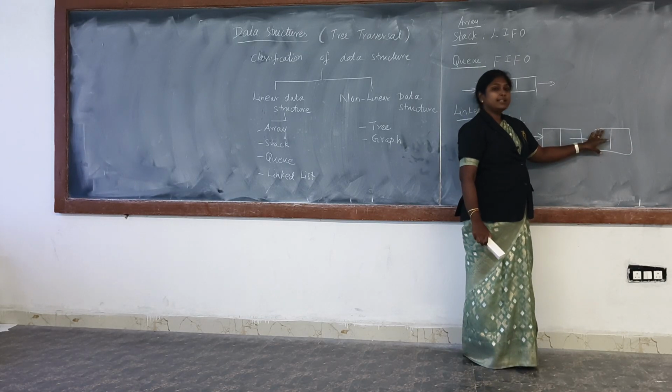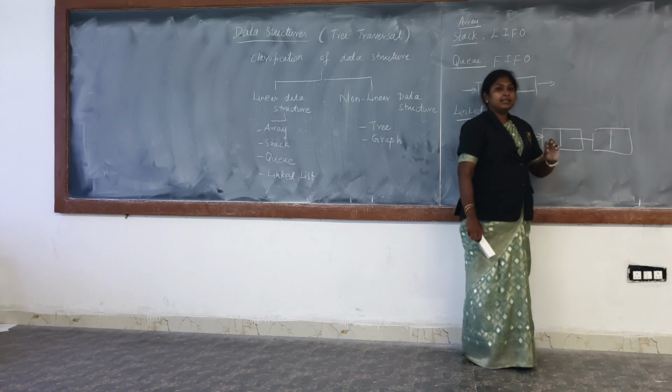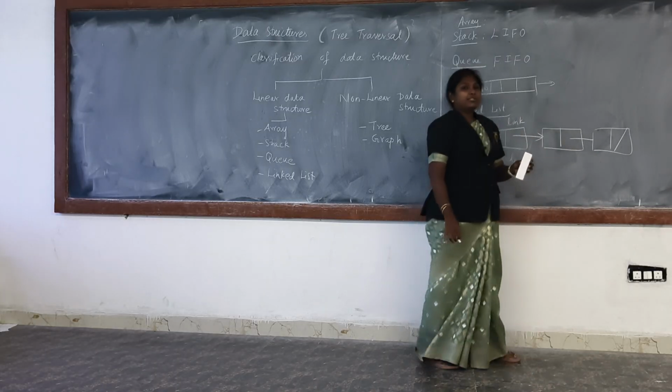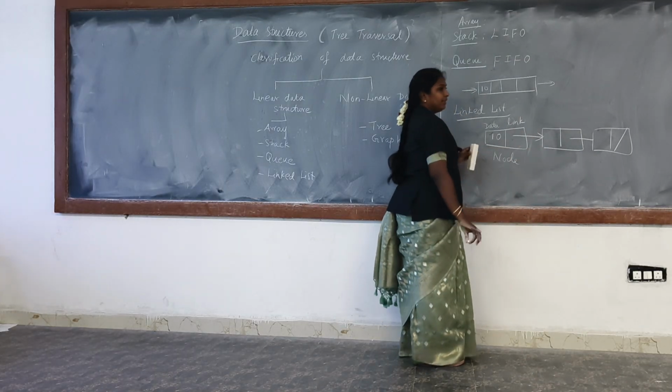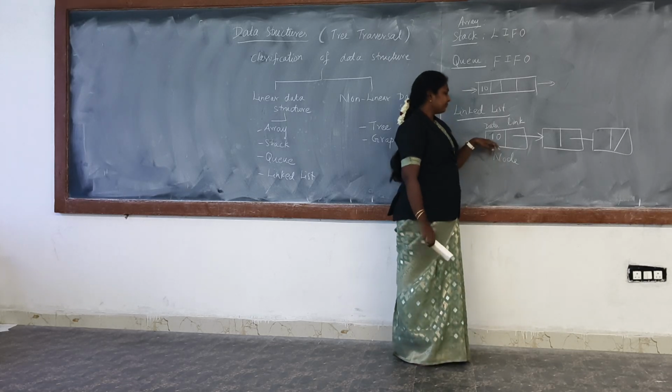Okay, so the first segment will store the data. So what does the other segment contain? It contains the null pointer, or you can call it a null value, right? So this is how a linked list looks like.